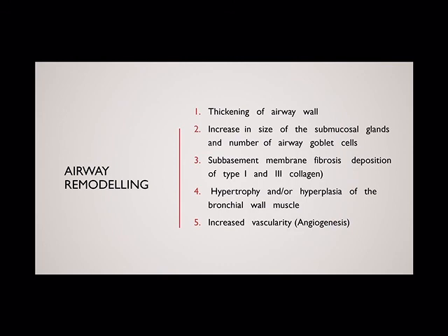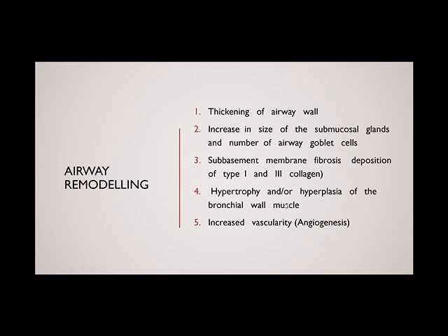So let's go layer by layer. First you have your epithelium, then the submucosa, then your bronchial wall muscles, and then the cartilage also. So this is how the layers go. Now in the epithelium, the goblet cells, and in the submucosa, the submucosal glands, will undergo hyperplasia, which will lead to increased mucus production. And below your submucosa, at the basement membrane, you will have fibrosis. So sub-basement membrane fibrosis will occur.